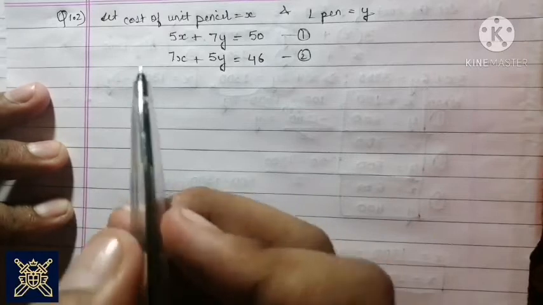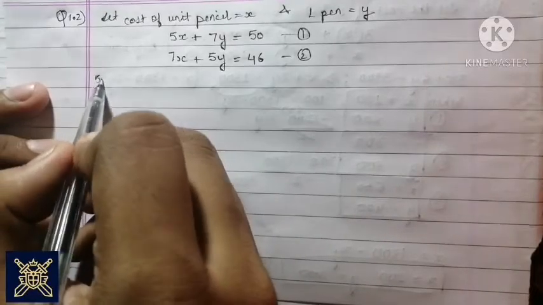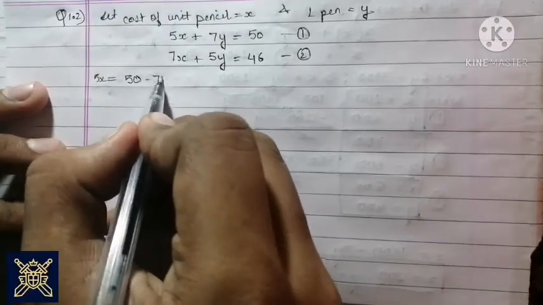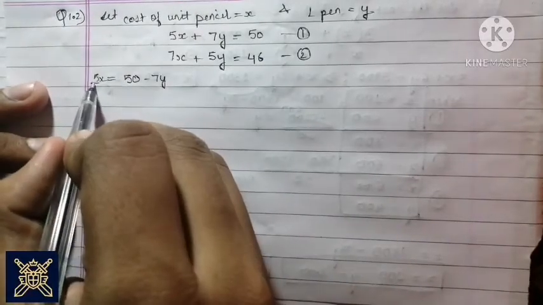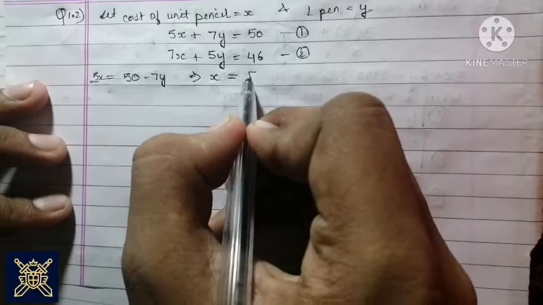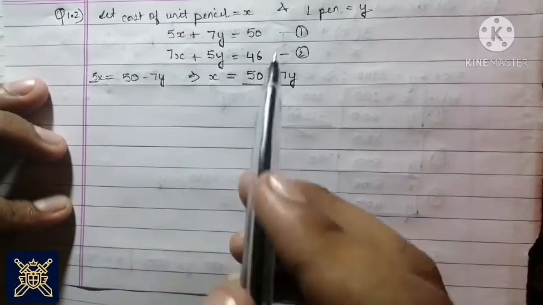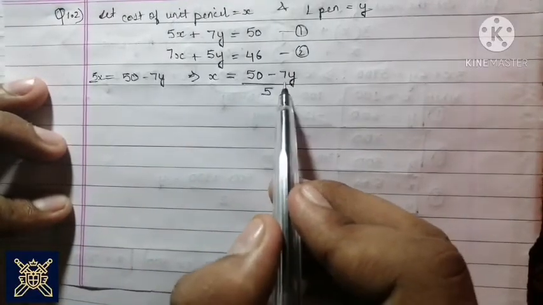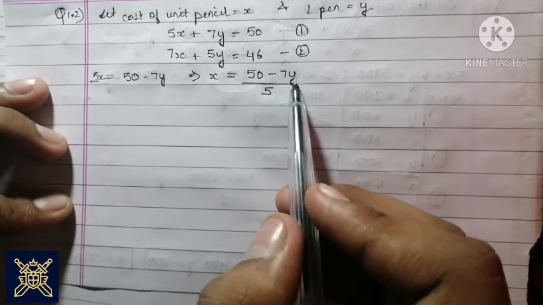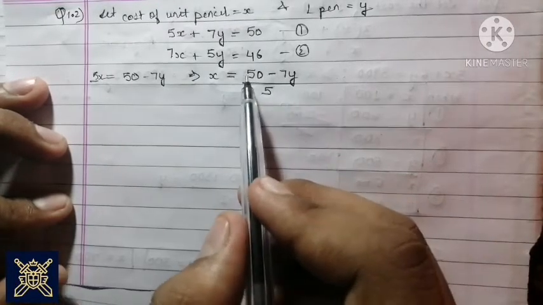Now we have these two equations and we have to find the coordinates for them. As you know, we take one equation at a time. So we get 5x is equal to 50 minus 7y. You can transpose the multiplicative 5 to the other side, so that x is equal to 50 minus 7y upon 5. Here you have to take values of y that are multiples of 5, because then you will get a subtraction that is divisible by 5.